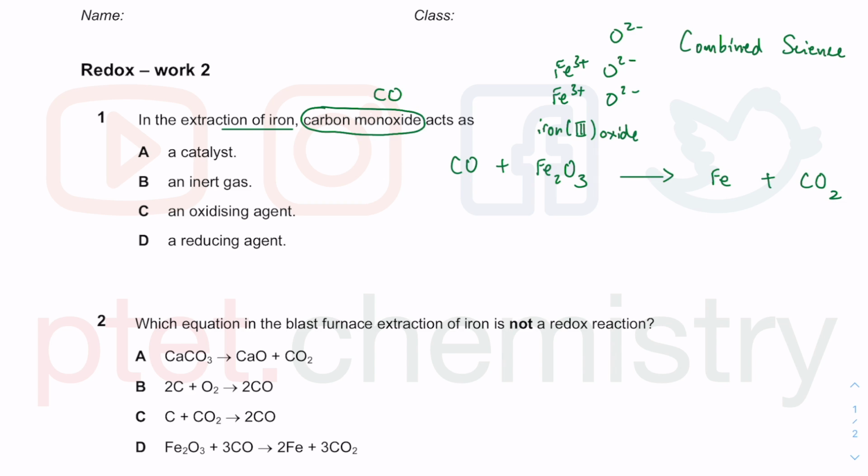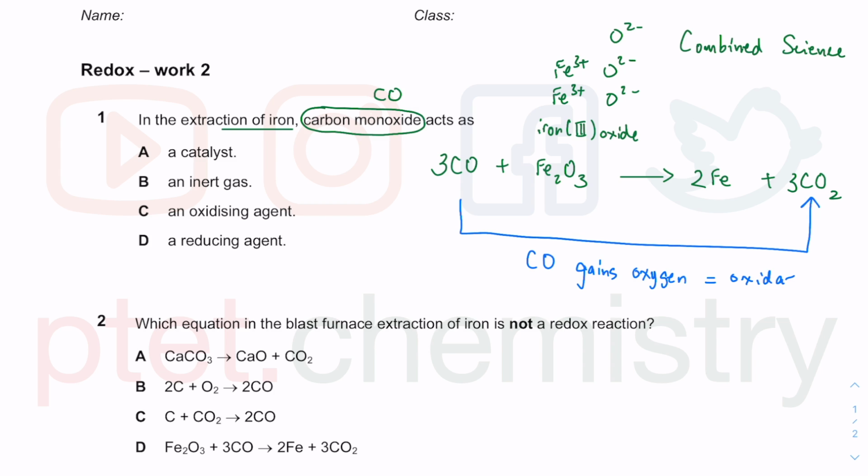So the CO takes the oxygen from Fe2O3, and when we balance this equation, we get 2 Fe, 3 CO2, and 3 CO there. So what we have here, we really need to be thinking about what actually undergoes oxidation and reduction. So the carbon monoxide going to carbon dioxide, the CO gains or accepts oxygen, and gain of oxygen is oxidation. So the CO gets oxidized, all right?